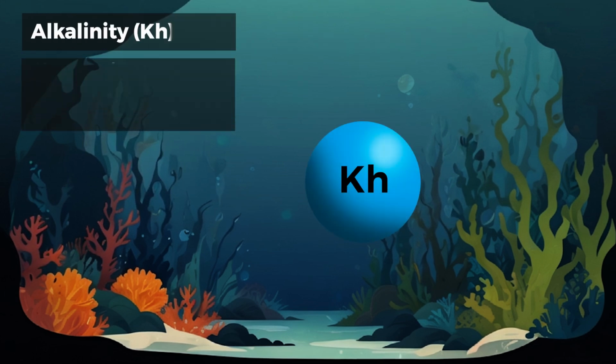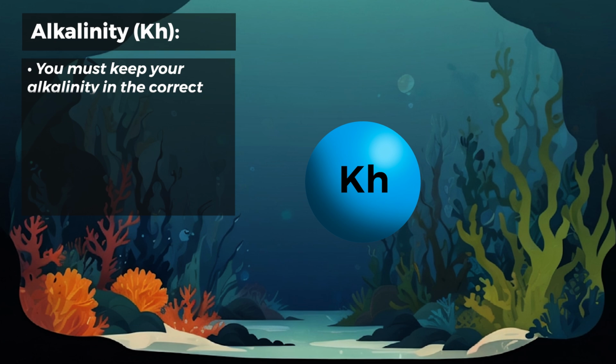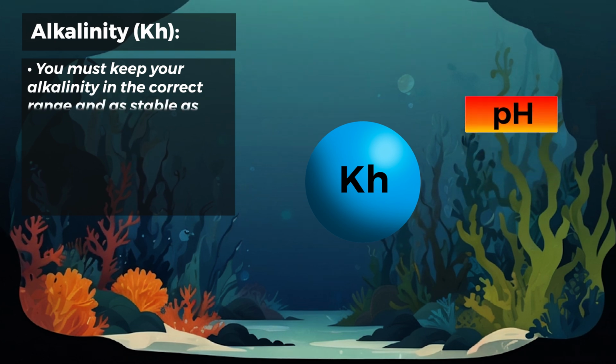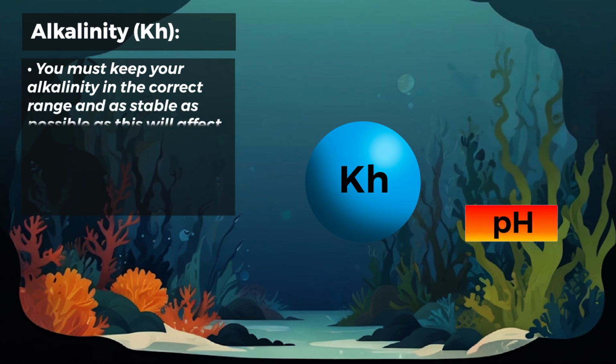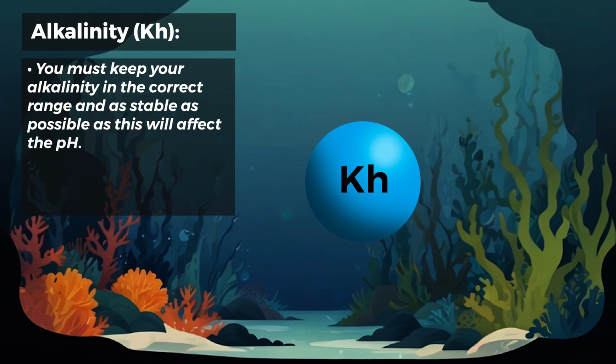Alkalinity is another important element for coral skeletons, and it is very similar to water hardness in freshwater tanks in the way that it will affect your pH of the water, so this should be your main priority alongside salinity to keep as stable as possible. The ideal range is between 8 to 12 DKH.